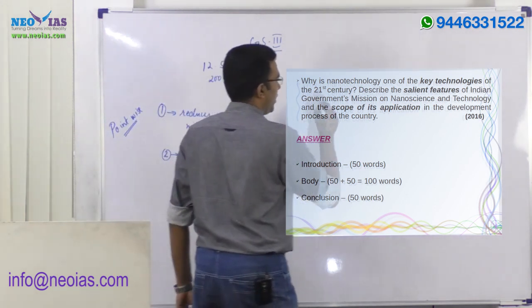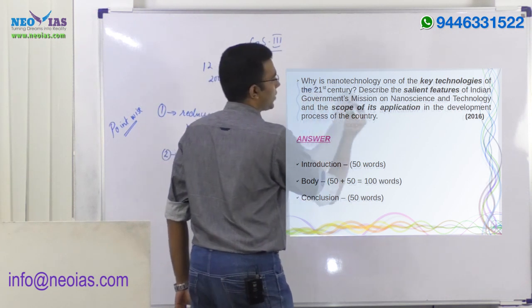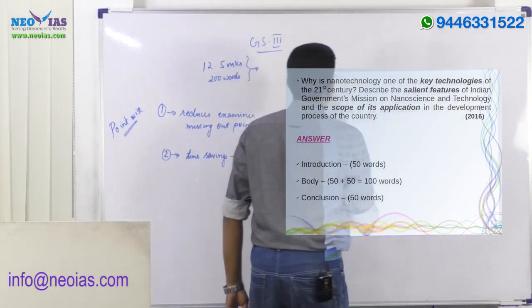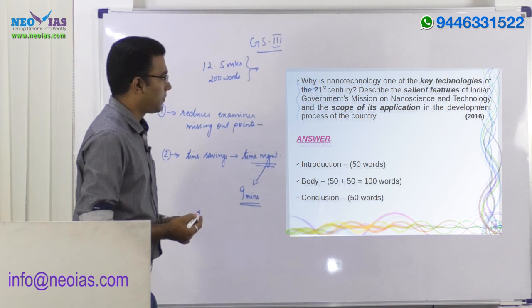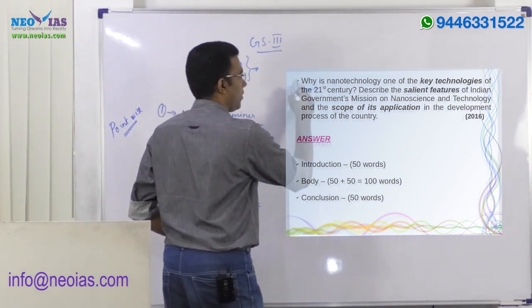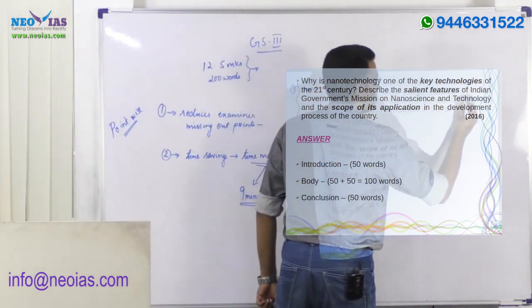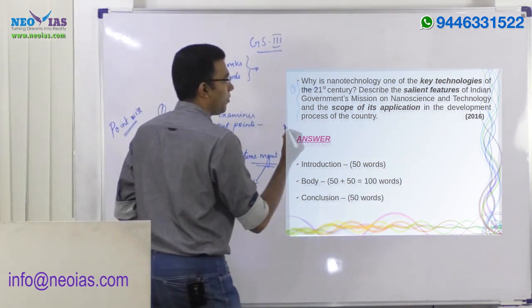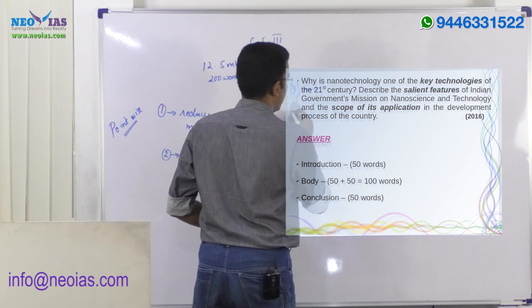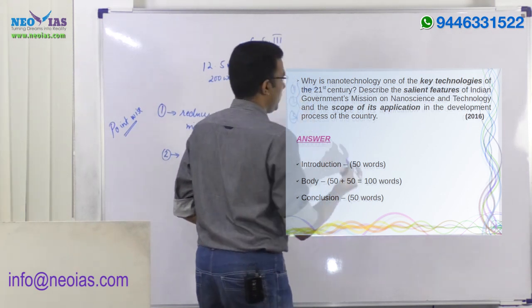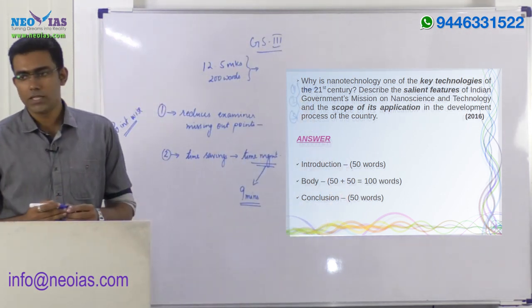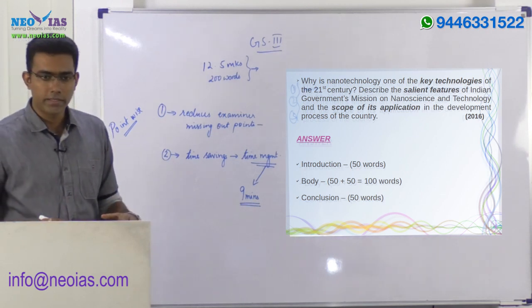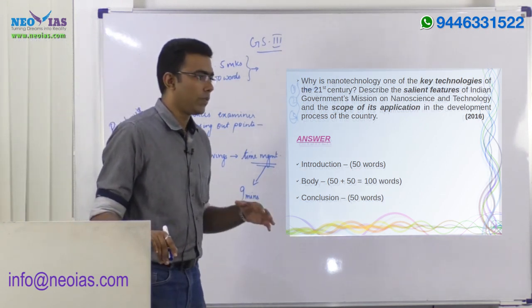First and foremost, why is nanotechnology one of the key technologies of the 21st century? The second, describe the salient features of the nano mission. And the third one is the scope of its application in the development process of the country. These are the 3 aspects that your answer needs to address in this question.